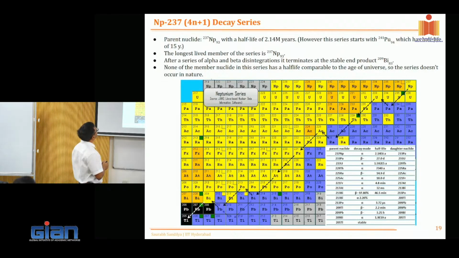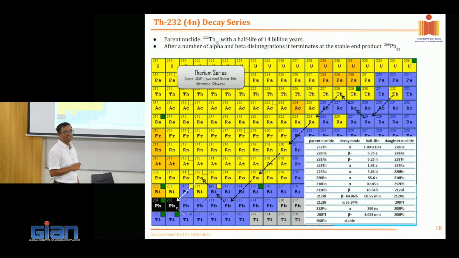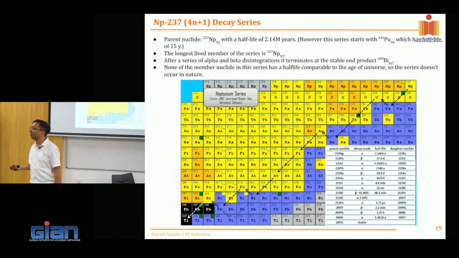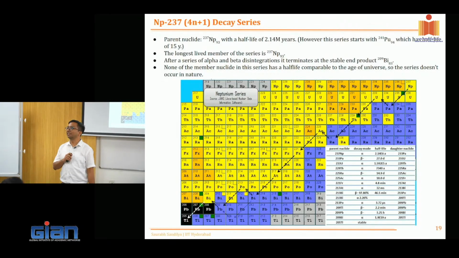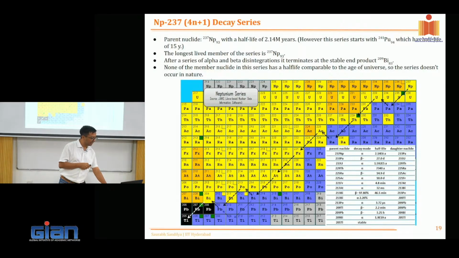What I was saying is that the half-life of thorium is of the order of 14 billion years. Compared to that, for neptunium the half-life is of the order of million years, about 10 to the power 3 years less. So that's why it is an artificial series. It's not found in nature anymore. It has already decayed. All the elements here you have to make in the lab to observe the series. That's why I mentioned that all the member nuclides have half-lives comparable to or lesser than the age of the universe, so it doesn't occur in nature.